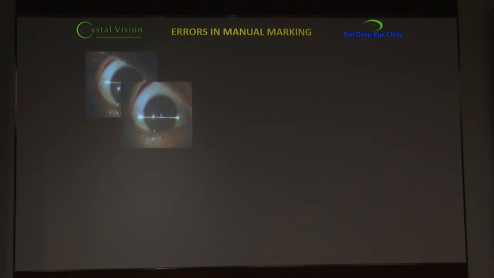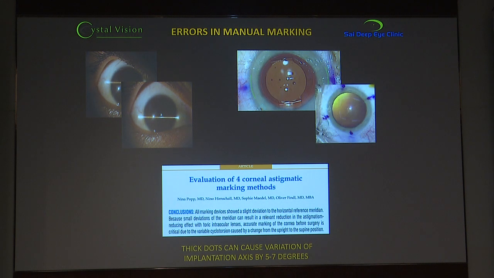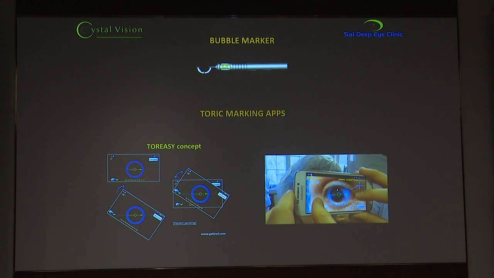Now, as you can see here, if the slit lamp beam is either above the pupil or below the pupil, doesn't go through the central Purkinje image, you're bound to have a wrong 0-180 marking. At the same time, when you're marking with a pen, very often you have thick markings. And these thick markings, as peer-reviewed literature has also proved, these thick dots can cause variations in the implantation axis of as much as 5 to 7 degrees. The bubble marker also is riddled with the same problems. The advantage of a bubble marker is that at least you're keeping the marker in a horizontal position.